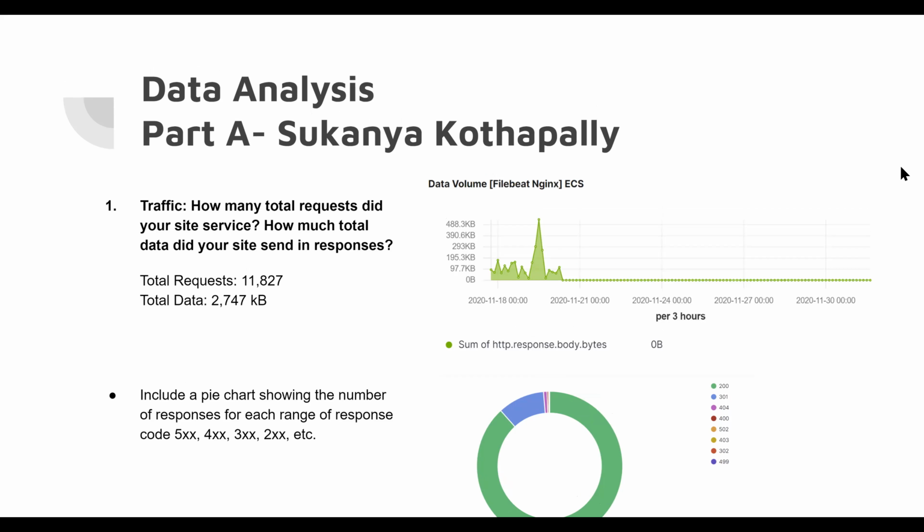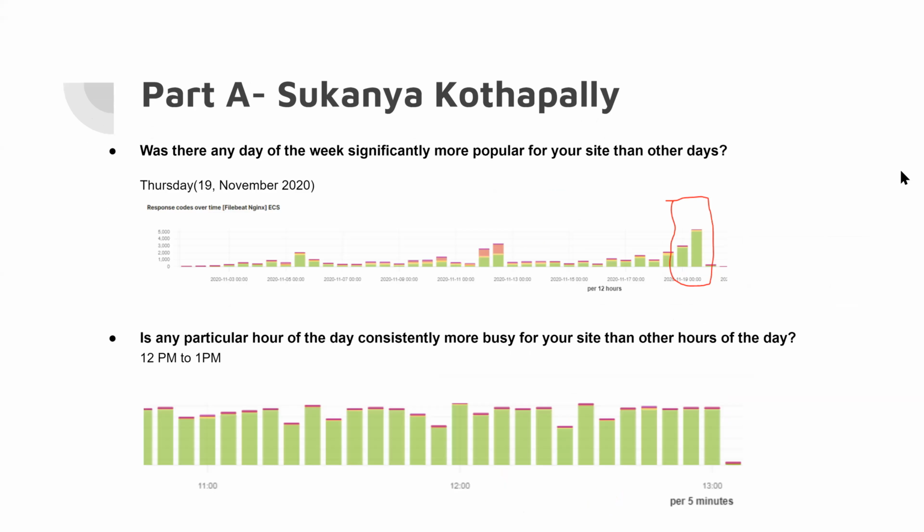And 200 was the most common. Next slide. Coming to the week, the day where our site was more popular was on 19th November, Thursday. The site received more requests on that day. And coming to the particular hour where our site was busiest, it was between 12 to 1 p.m. It received more requests during that time period. Next slide.